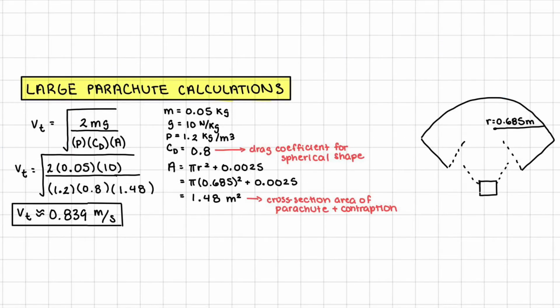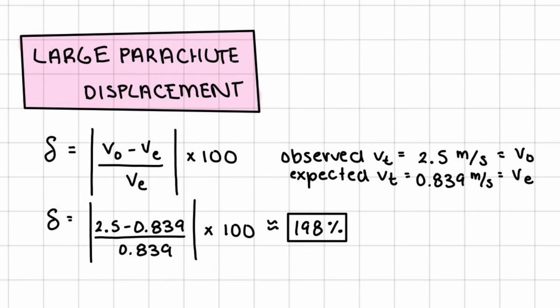Using the equation mentioned earlier to calculate the expected terminal velocity for the large parachute, we got a calculated terminal velocity of 0.839 meters per second after plugging in the values. For full details, see the paper. After calculating expected terminal velocity, we calculated a percent discrepancy of approximately 198%.